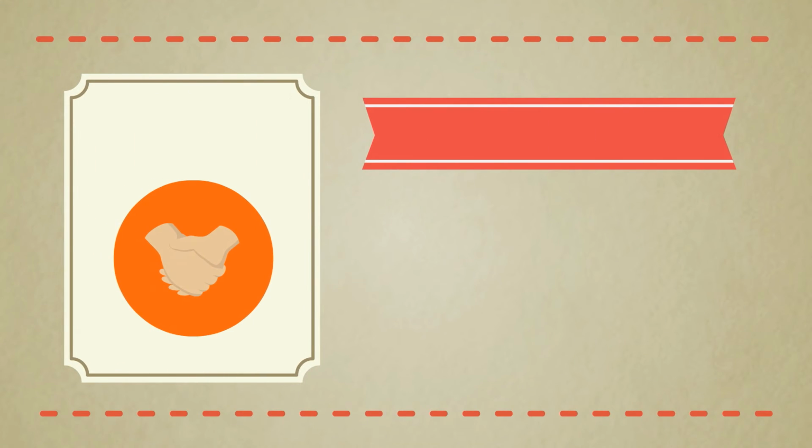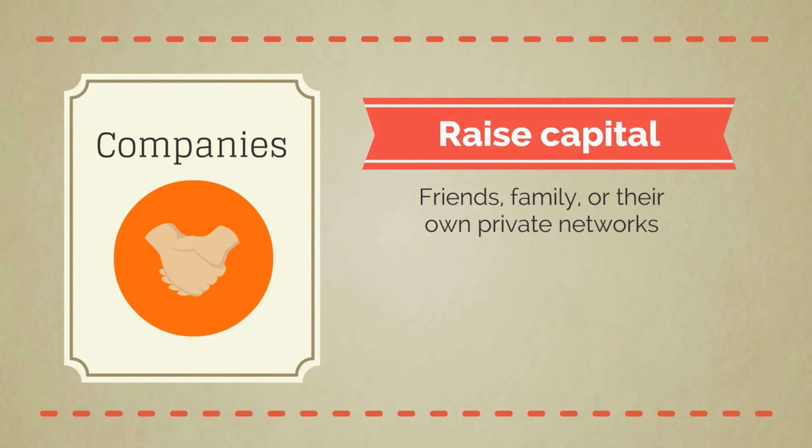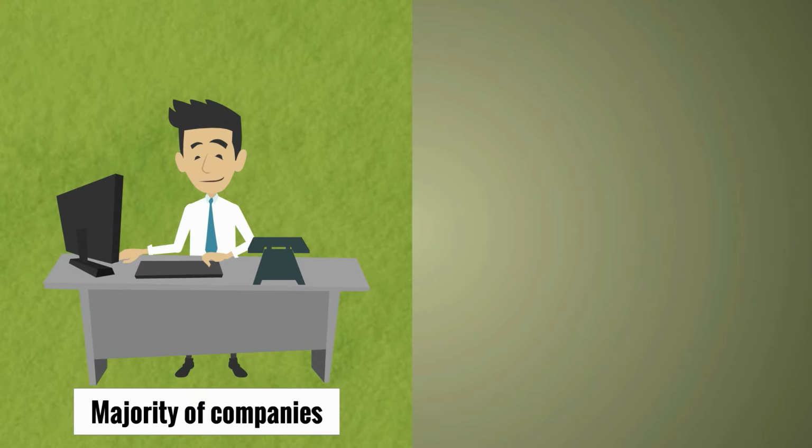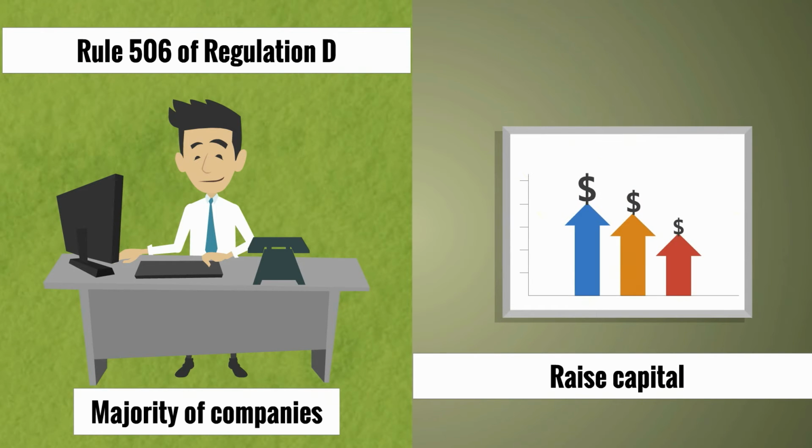For many decades, most companies who wish to raise capital have had to rely solely on friends, family, or their own private networks. The overwhelming majority of companies relied on Rule 506 of Regulation D to raise capital, which didn't allow for general solicitation or advertising.